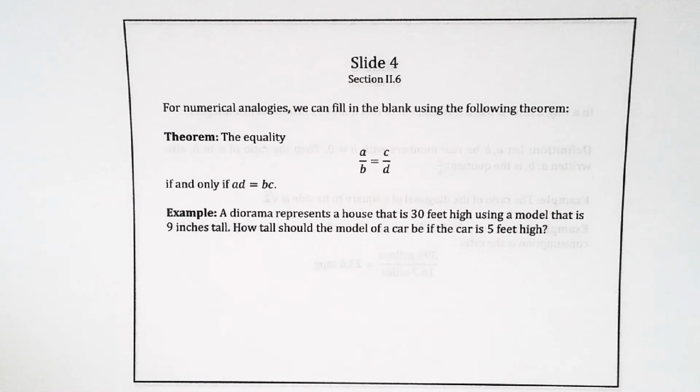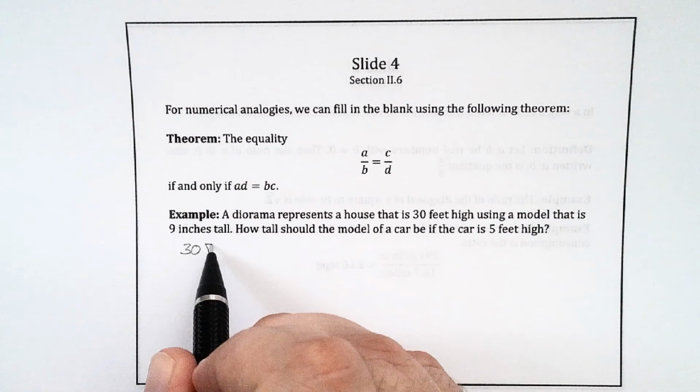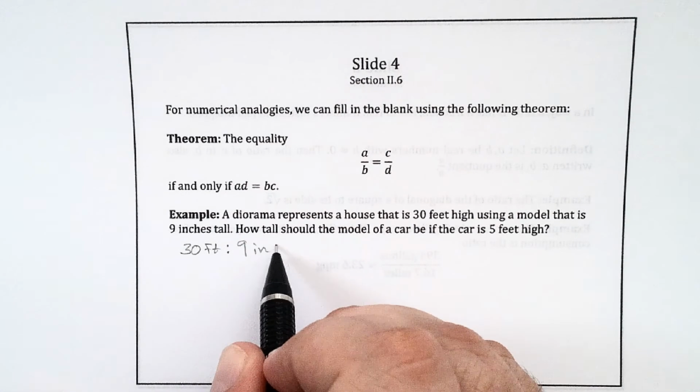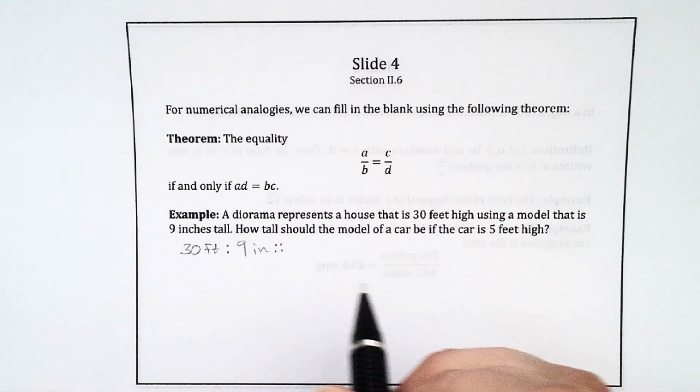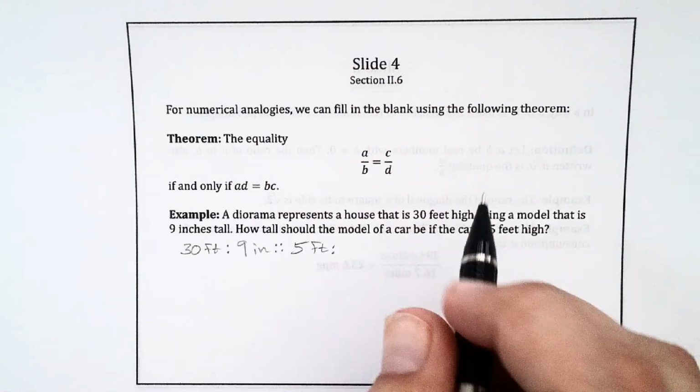For example, a diorama represents a house that is 30 feet high using a model that is 9 inches tall. So the house in real life is 30 feet high. In the model, it's 9 inches. How tall should the model of a car be if the real car is 5 feet high? So I could say something like this. Well, we've got 30 feet. I'm going to write it first as an analogy. 30 feet is to 9 inches as 5 feet is to, blank.